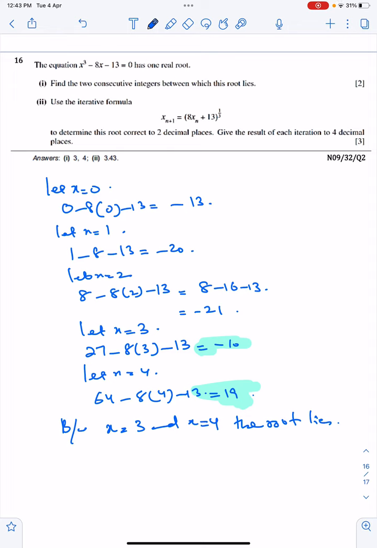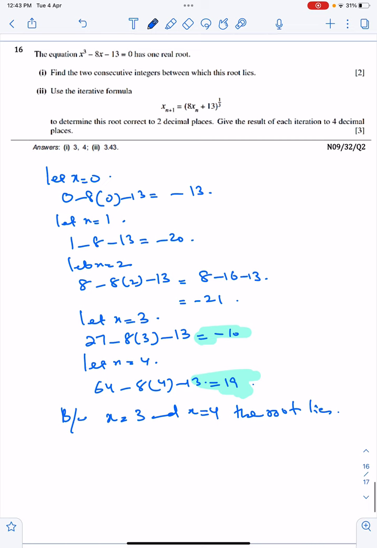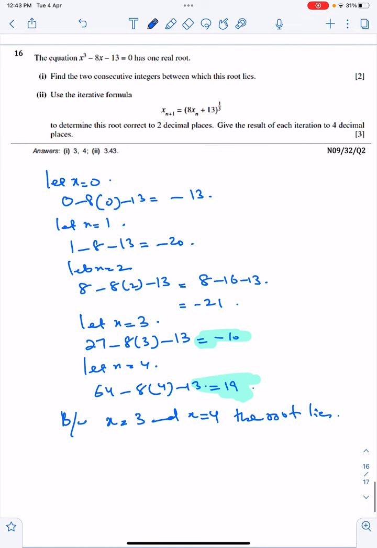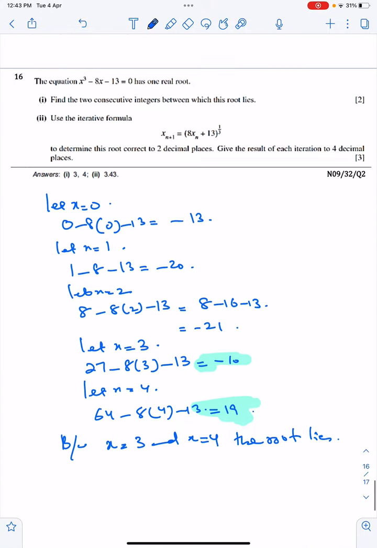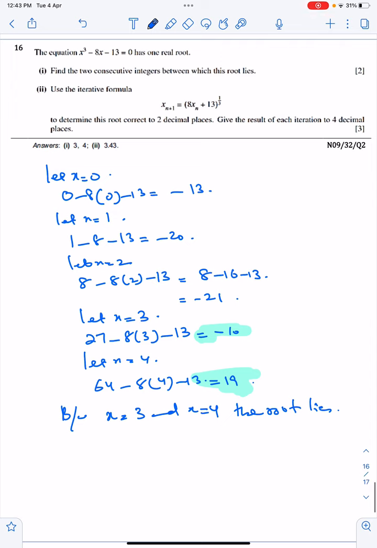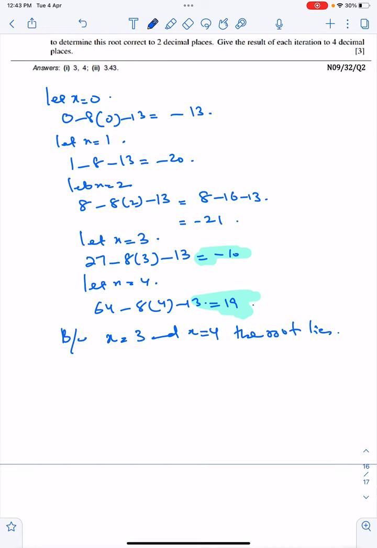Use the iterative formula to determine this root correct to 2 decimal places, giving the result of each iteration up to 4 decimal places. Now they have not given you the initial value, but you know that the root lies between 3 and 4. So you can take the value to be 3.5, but it's not necessary that the root should be lying after 3.5. So in this question, you either take the midpoint and see whether it's converging or not, and if it's not converging, then you start from 3 only. You can start from 3.2 or any number which is smaller than 3.5 if it is not converging from 3.5 onwards.